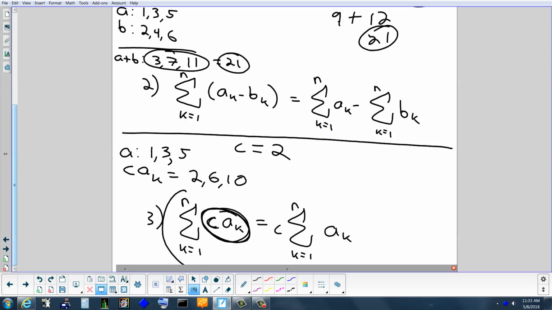Now I have this. Now, this symbol means add them up. 2 plus 6 plus 10. What's 2 plus 6 plus 10? 18.